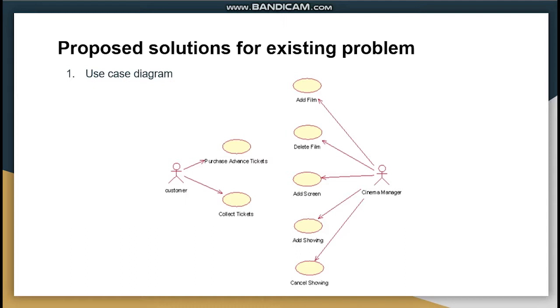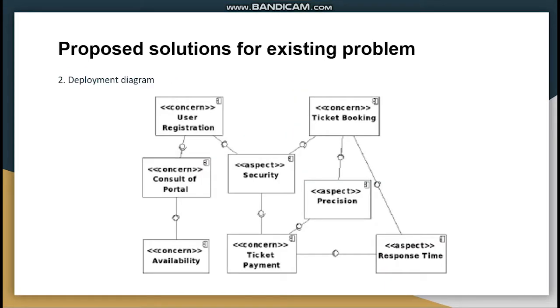So this is a use case diagram. You can see the customer just purchases a ticket and collects the tickets. But for the cinema manager, we add film, delete film, add showing, and cancel the showing. Okay. So this is a deployment diagram of the system.